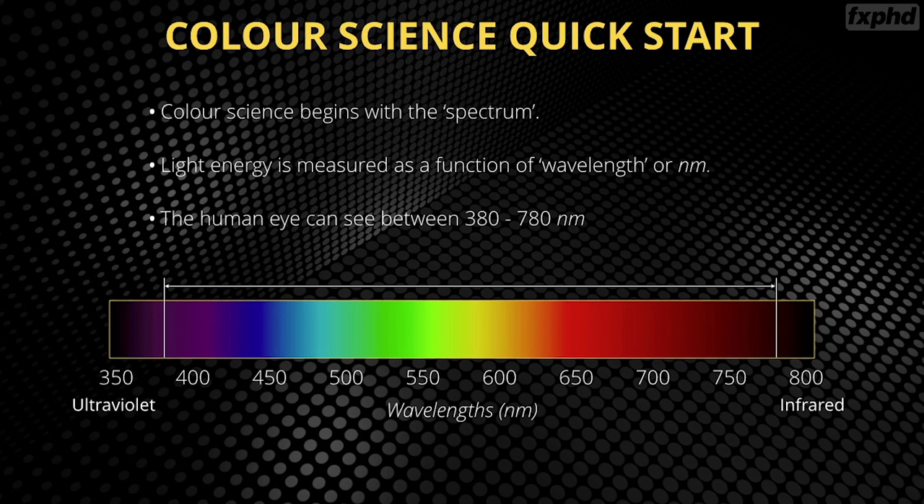So at one end, down at 350, you've got ultraviolet information, and right at the other end, at 800, you've got infrared. So all of this is visible light or existing light that can be photographed, measured, or seen, depending on the situation and what the apparatus is.